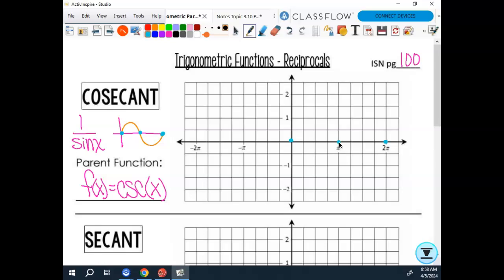Halfway between these two zeros, I have a maximum at what? 1. So halfway between these two, which would be at pi halves, I go to 1. Halfway between these two, I have a minimum at what? -1. So halfway between these two, go to -1.